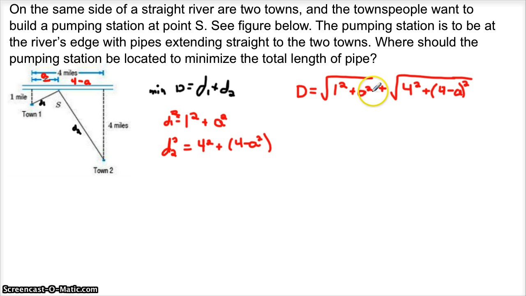Now don't try to simplify any of this, right? You can't take the square root of the sum of two things and tell me that is just 1 plus a. Remember, algebra doesn't work that way, so we're just going to leave them exactly like they are.